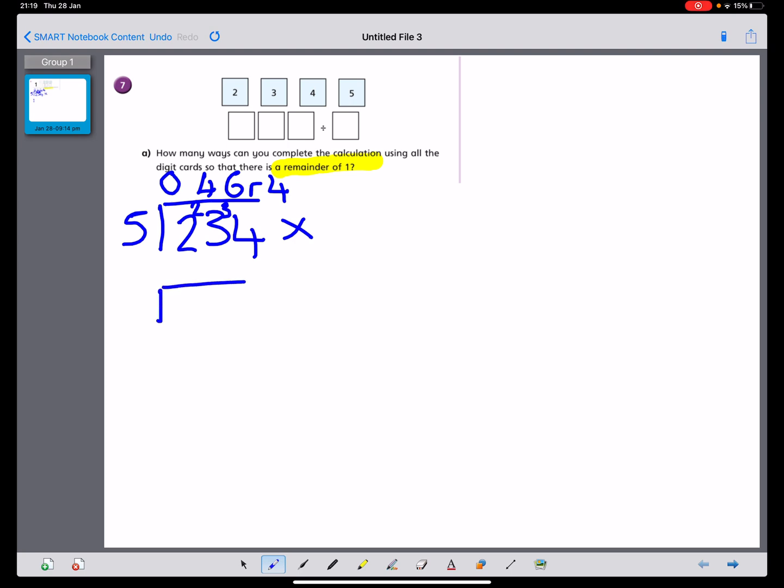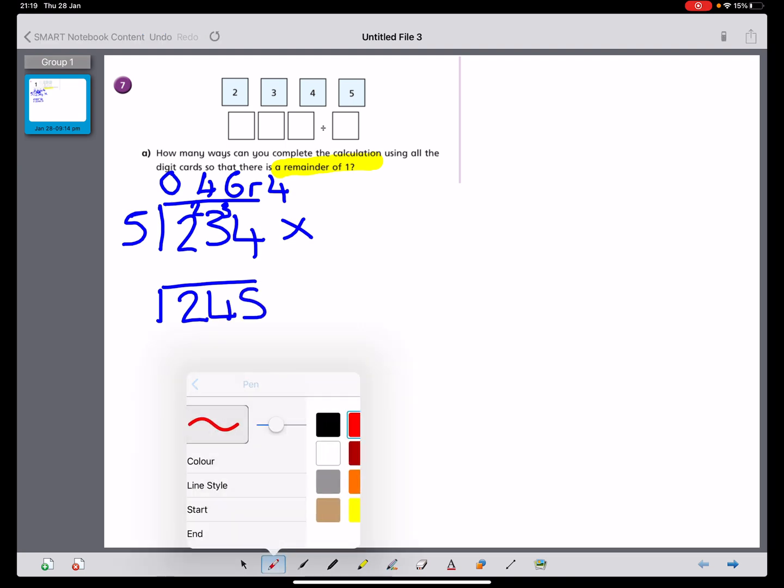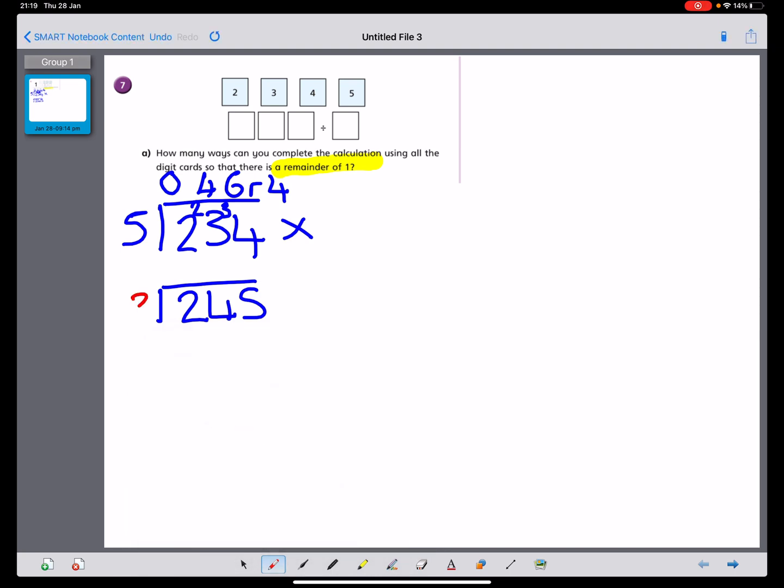My next one beginning with a 2 would be 2, 4, 5. I'm going to swap colours just so that you can see the difference. This time I have not used the 3, so the 3 is going to be in my divisor. 3s into 2 don't go. 3s into 24 do. Oh, I've put a 3 there instead of a 2. That should be a 2 for 24. So 3s into 24 do go. They go 7 times. 3s into 5 goes once. Remainder 2. Again, doesn't work.